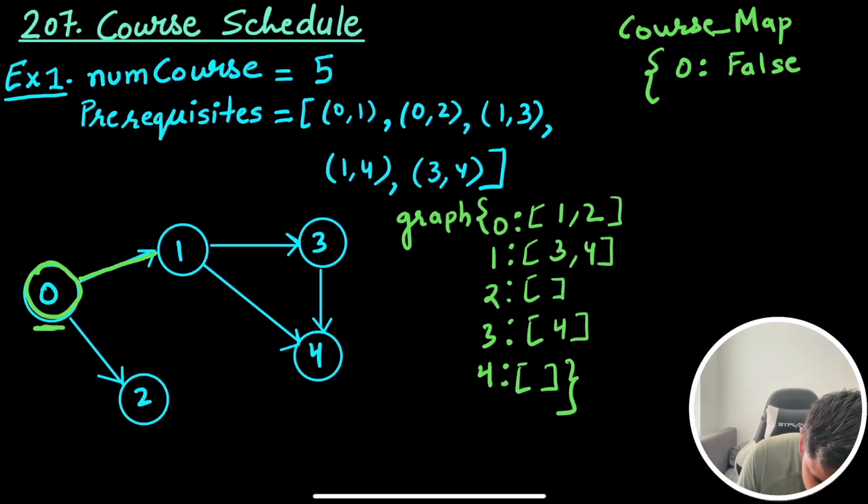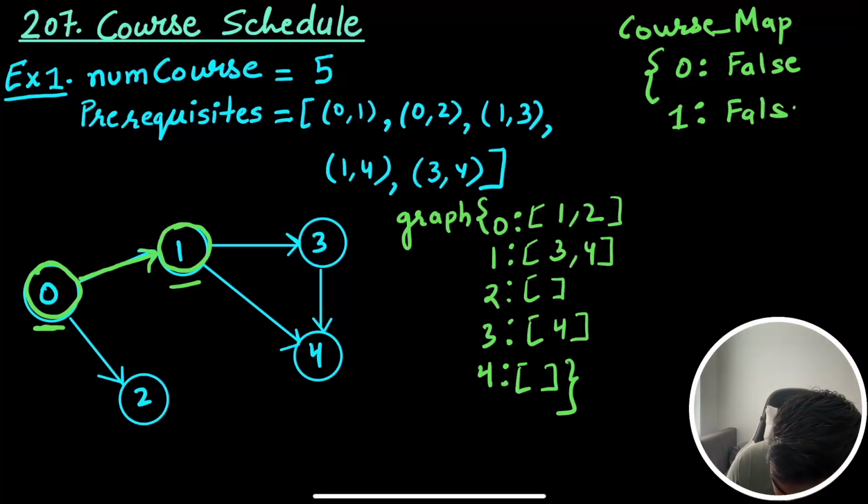Then I'm going to start visiting all its neighbors. So first let's choose 1. Let's choose 1. So this is what I choose. And because I'm currently visiting 1, I'm going to mark it in my course map as false, because I haven't fully visited it, it's being visited. Then in order to complete 1, I have to visit both its neighbors. Then I'm going to start with 3. So I'm going to start visiting 3, and because I'm visiting it, I'll mark this also as false.